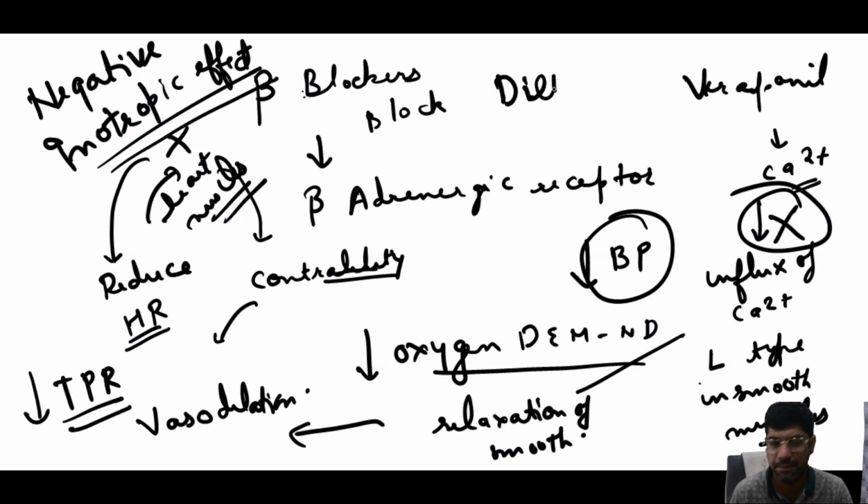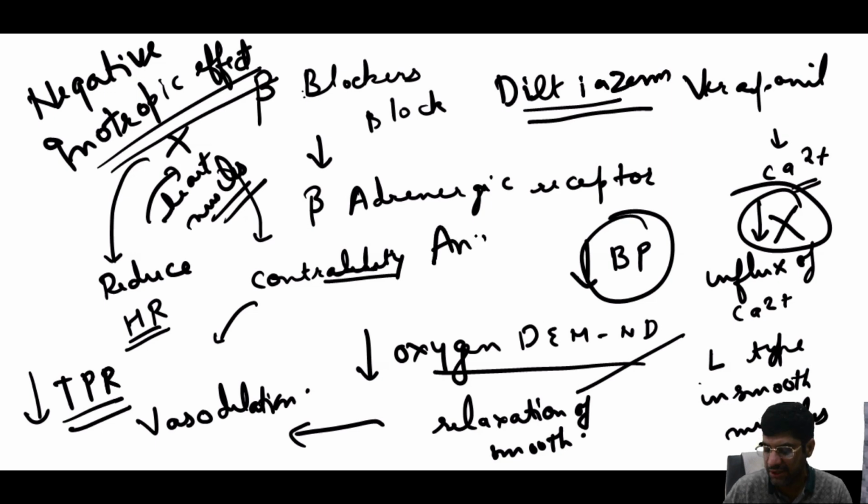Other is diltiazem. It is a calcium channel blocker. It causes vasodilation primarily of the arterioles, though it is less potent compared to nifedipine. It increases the coronary blood flow by dilating the coronary arteries. Again, it has negative inotropic, negative chronotropic and dromotropic effect.